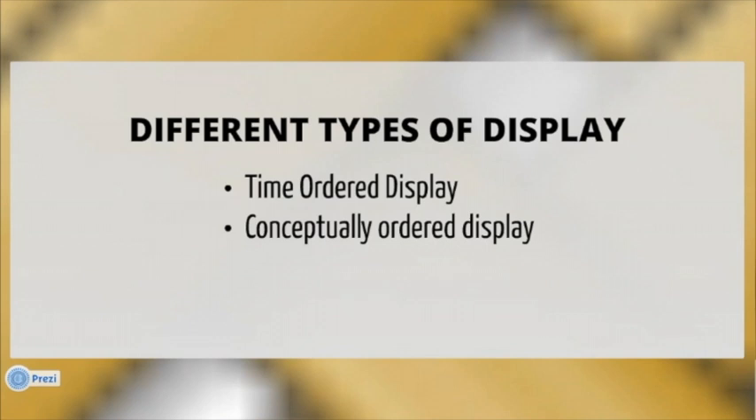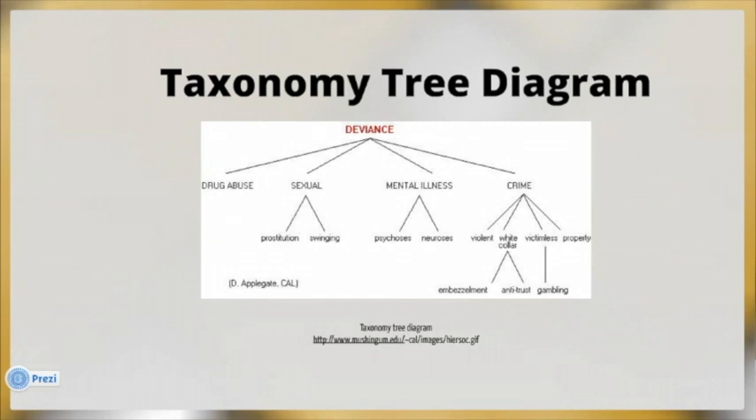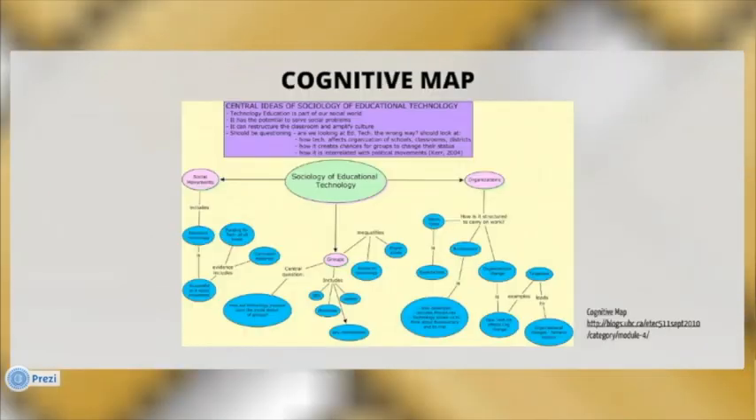Variables in this display are abstract concepts. For example, motives, attitudes, barriers, belief, etc. It illustrates the relationship of cause and effects, structure, and influences. Example, conceptually or thematically clustered matrix. It summarizes massed number of data through combining related questions from a theoretical point of view. Taxonomy tree diagram. It shows the breakdown of concepts into its parts or elements. Cognitive map. It is a diagrammatic plotting of an individual's way of thinking about an issue.